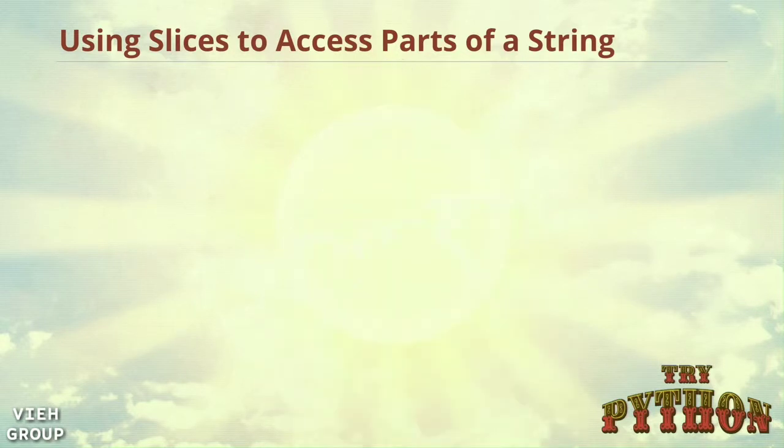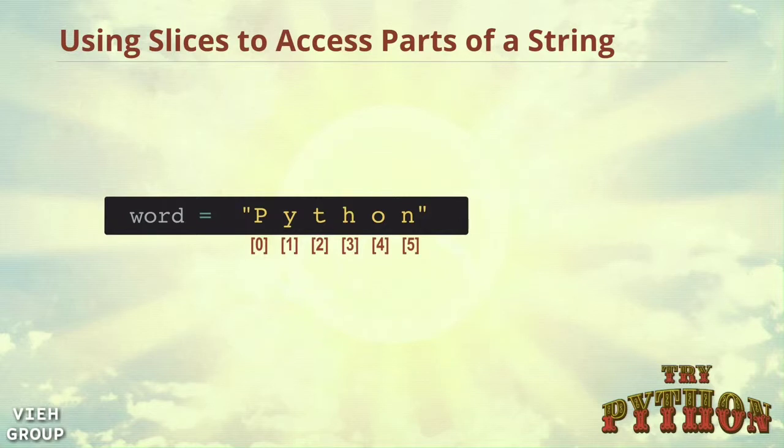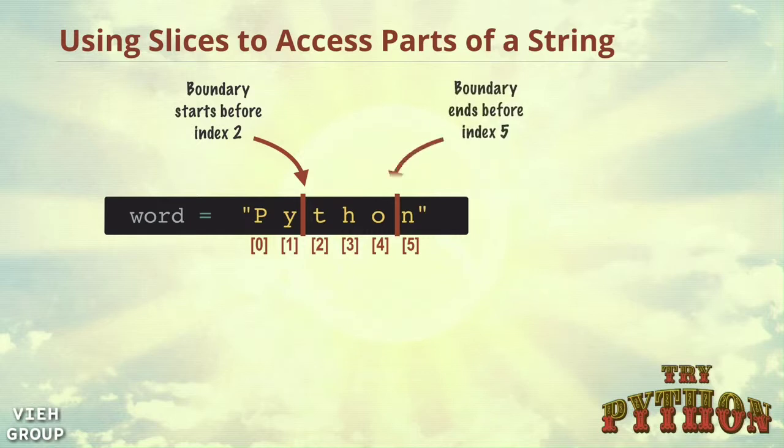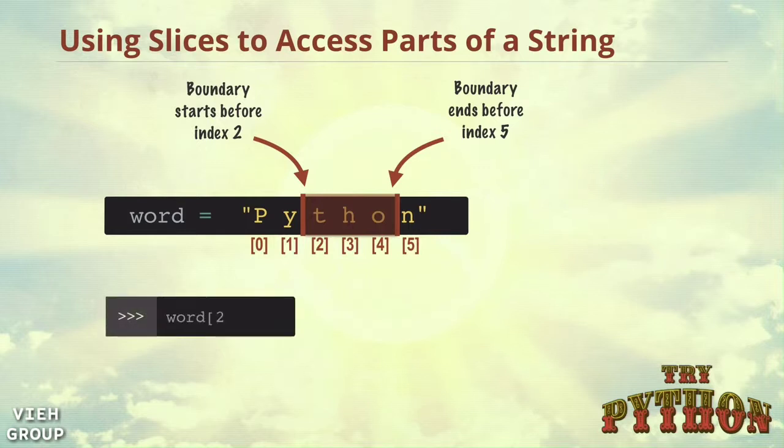Instead of looking up individual characters and concatenating them, we can use a slice to return part of a string. For example, here we've got the word Python. Let's say we just want to return the letters THO in the middle with one slice. You can imagine this slice having boundaries surrounding these letters. Notice this boundary comes before the second index and before the fifth index. So the way we write this slice in code is the variable name word, square brackets, our start boundary index 2, colon, our end boundary index 5.